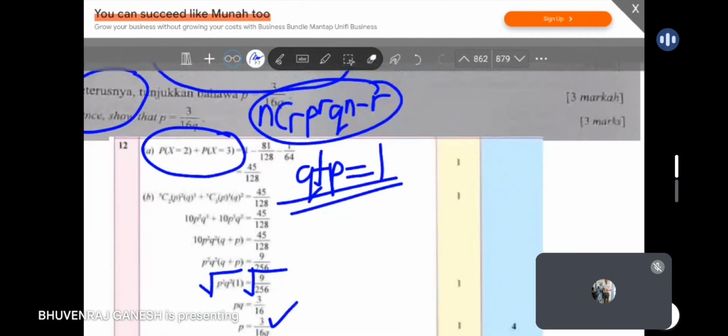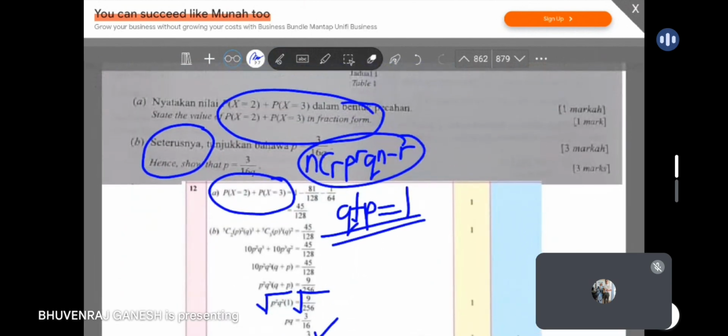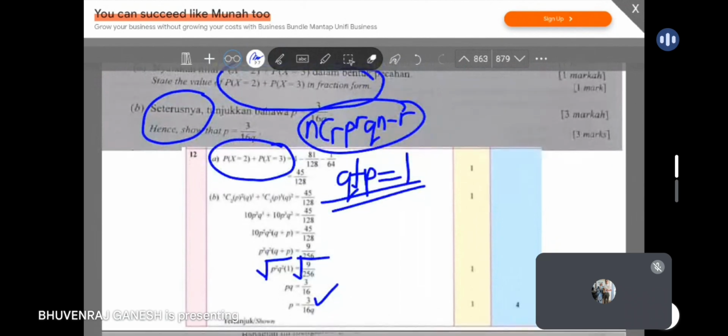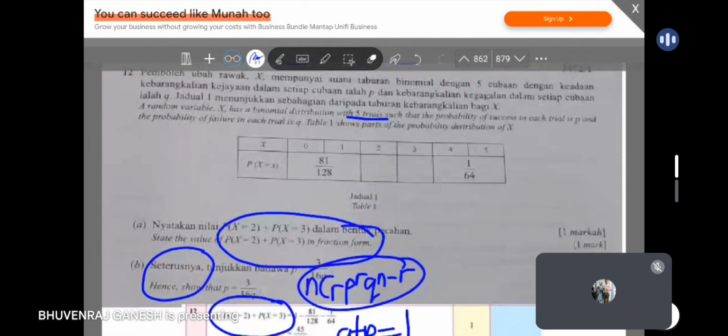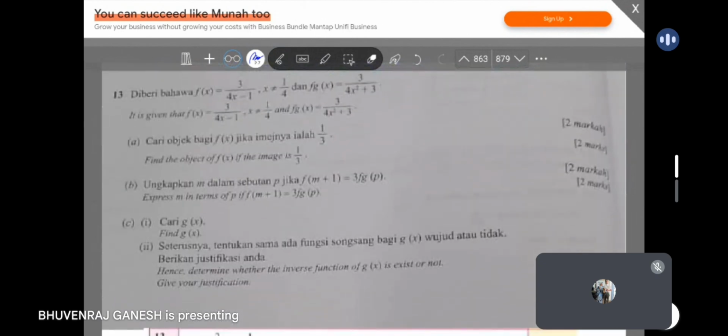So in total you get 4 marks. Can you score these 4 marks? Yes, that's the spirit. You can score it. It's very simple. That was question number 12.